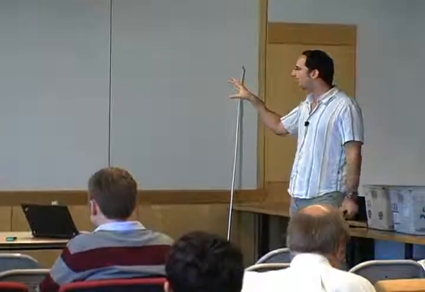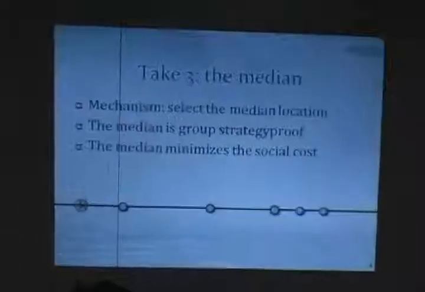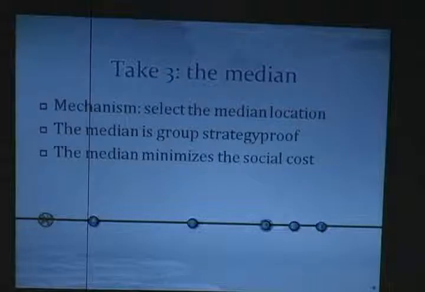But what we saw so far is that if we are on a line and we're interested in the social cost, we have a perfect mechanism, in terms of the 2 desirable properties that we defined. It minimizes the social cost, and it's group strategy proof, so not even a coalition of agents can benefit from lying.